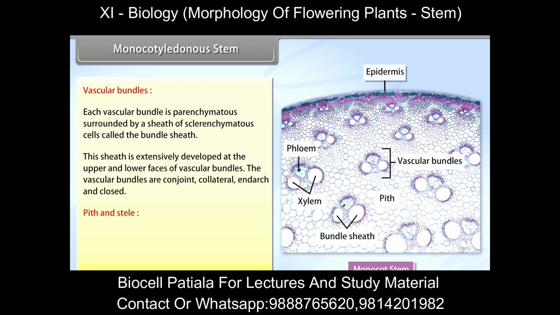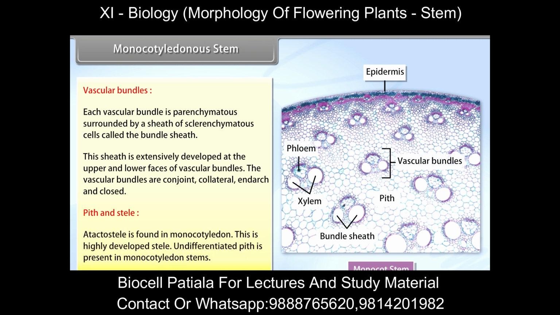Pith and stele. Atactostele is found in monocotyledon. This is highly developed stele. Undifferentiated pith is present in monocotyledon stems.